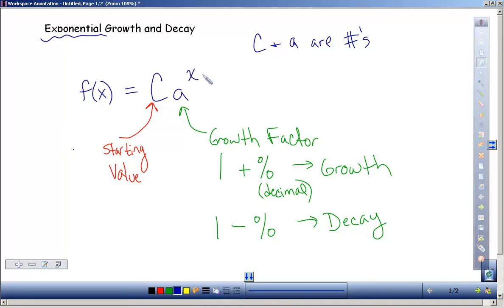And then x in the problem is always going to be our time component, all right? X stands for time. We did say that time is one of those universal independent variables.